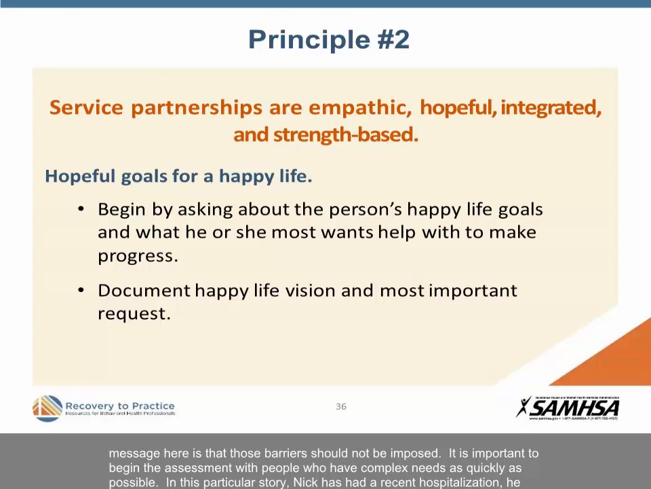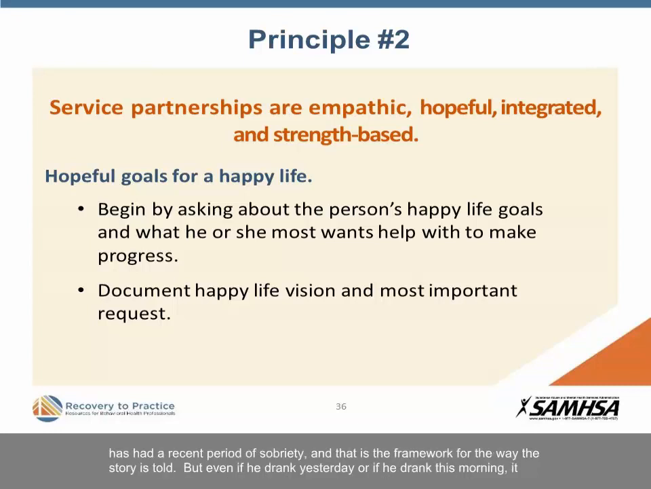In this particular story, Nick has had a recent hospitalization. He's had a recent period of sobriety, and that's the framework for the way the story is told. But even if he drank yesterday, or if he drank this morning, it would be important for us to do the assessment right now. And perhaps more important, because he might be more at risk.